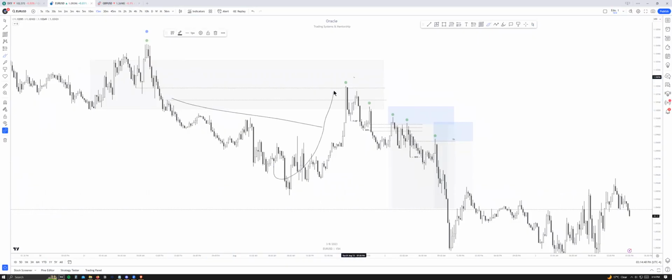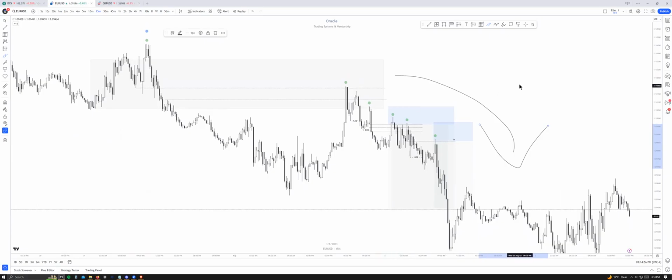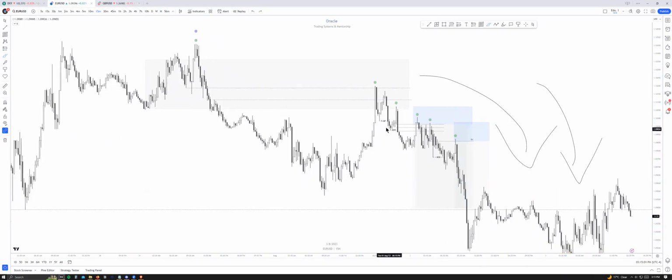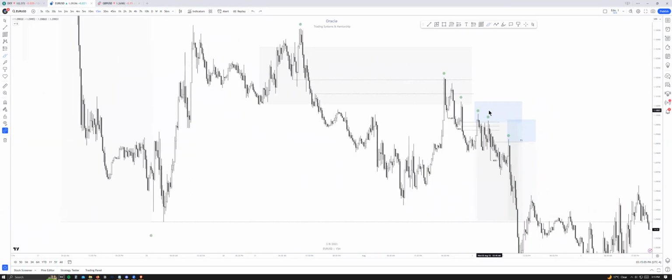So we run liquidity into our POI, which is the FEG. And now we're looking for a shift in order flow to push us down or re-engage us with that higher time frame intention to bring us down lower from this point. So what does that look like? That can look like an SMB or a failed ISP.